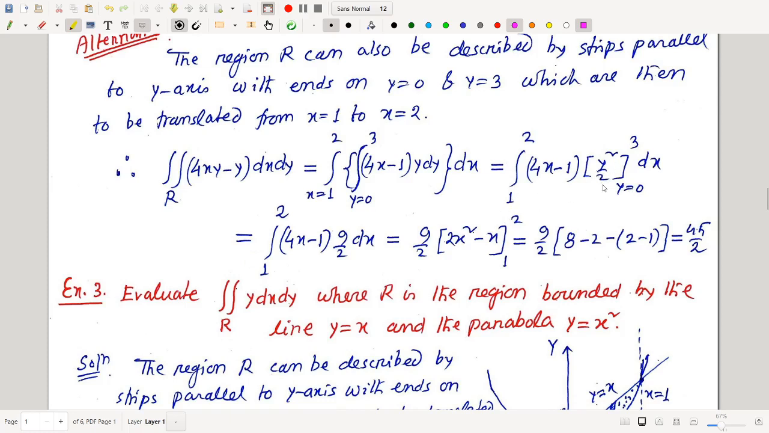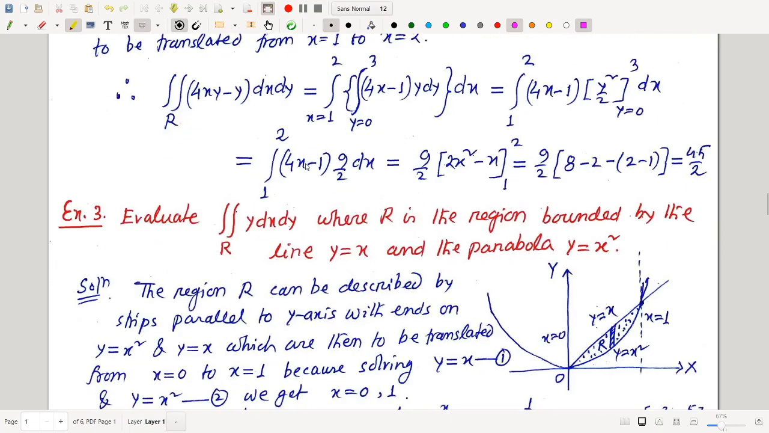3 square, 9 by 2 minus 0, so only 9 by 2. Okay, now 9 by 2 taken out, 4x integration is x square by 2 means it will be 2x square, and 1 integration will be x. Now if we put upper limit 2 and lower limit 1, so it will be 8 minus 2 minus 2 minus, 45 by 2 as before. So answer same, surely answer should be same.